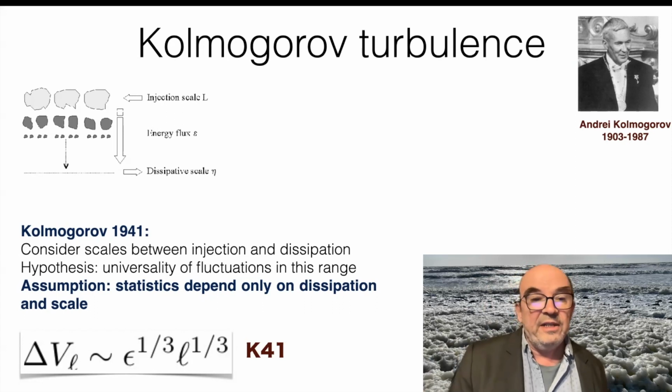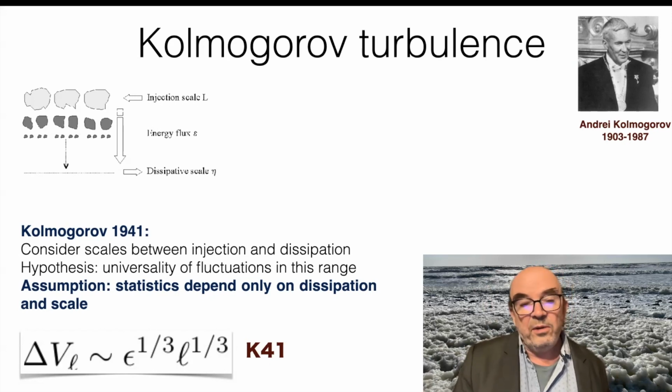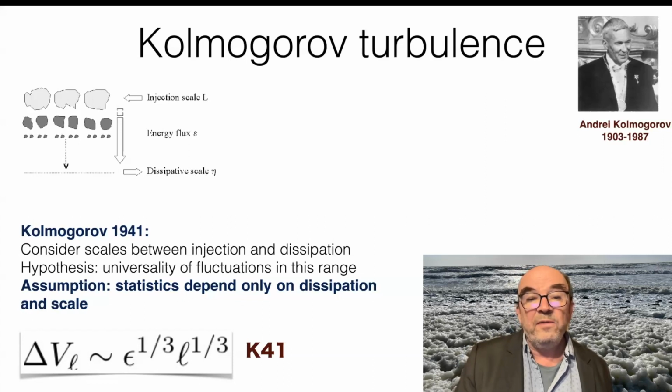Dimensional analysis means that you need to have the same dimension on the left and on the right. On the right, you assume a product between different quantities, and then you obtain the exponents given here. These exponents correspond to what is called the Kolmogorov 41 law, and it means that the fluctuation of the velocity depends on the power 1/3 of the scale, and is also proportional to the 1/3 power of the dissipation.